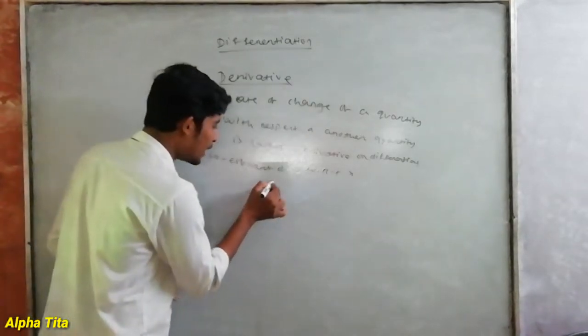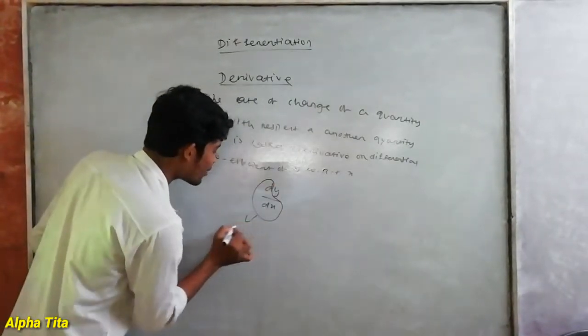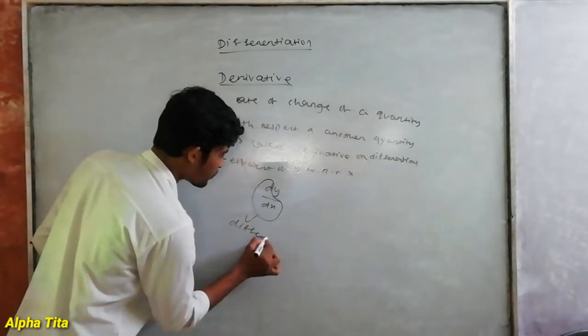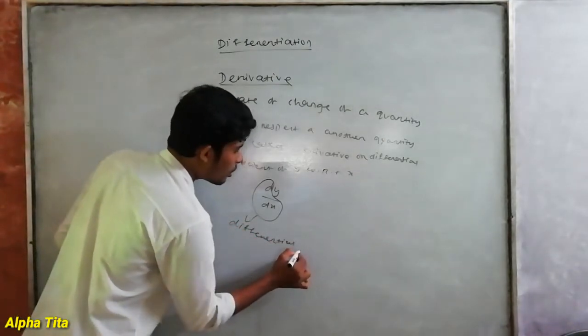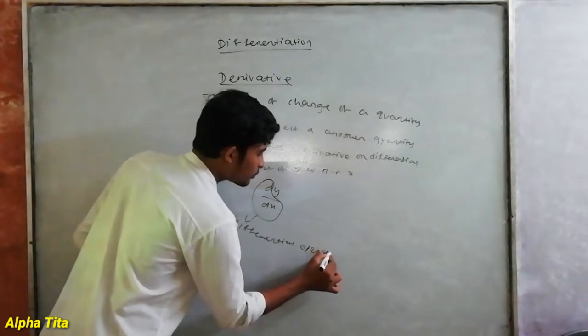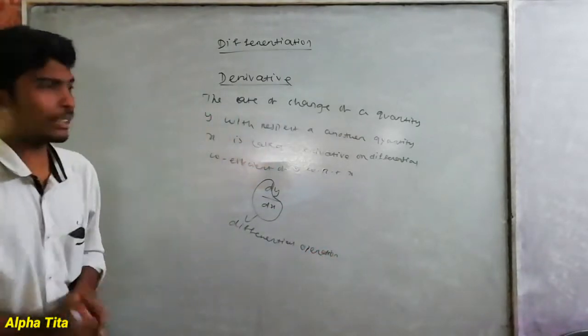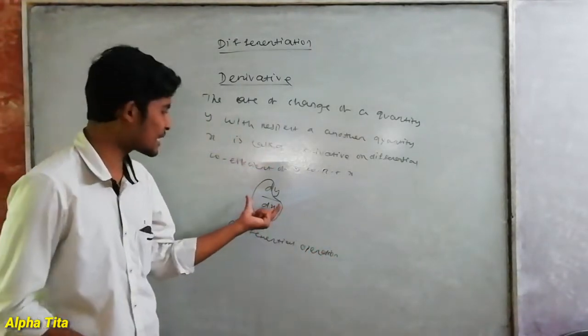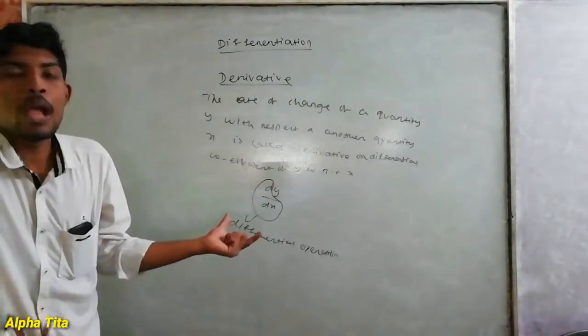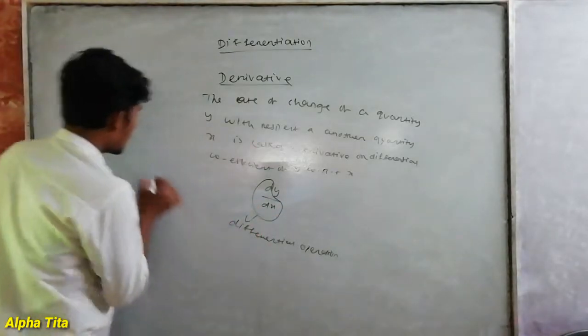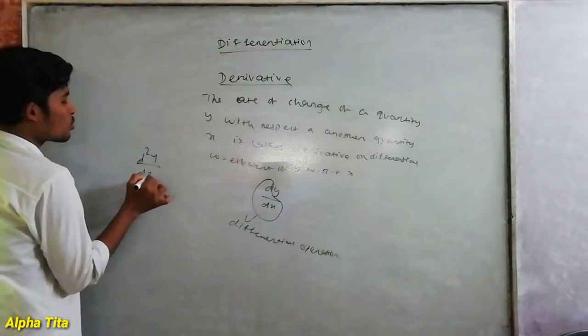Remember one thing: d by dx is a differential operator. If you differentiate again with respect to x, we get d square y by dx square.